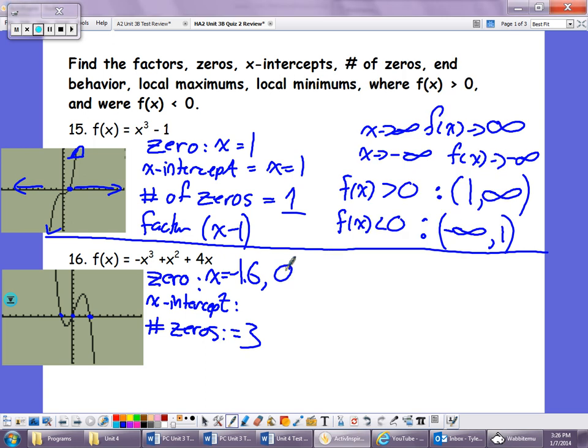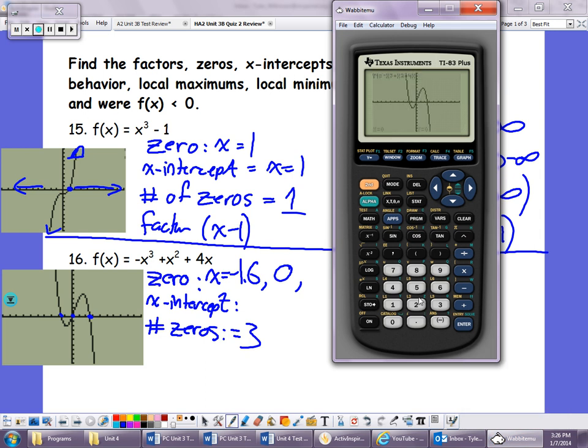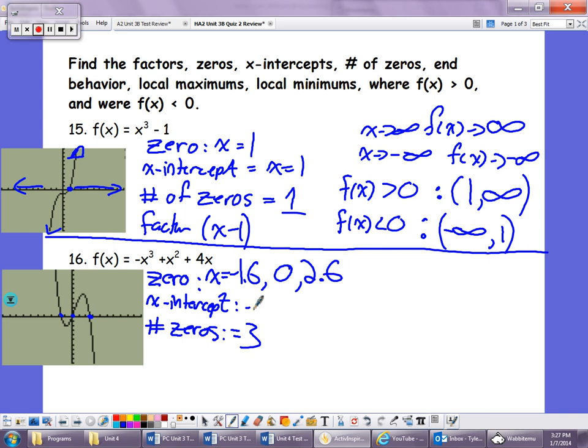So 0 is another zero. And finally, I'll go one more time to this last one all the way to the right. So I'm slightly above, slightly below, guess. And I get approximately 2.6. I'm just rounding. So 2.6. Those again are your x-intercepts as well. My factors would just be x plus 1.6, x, and x minus 2.6.